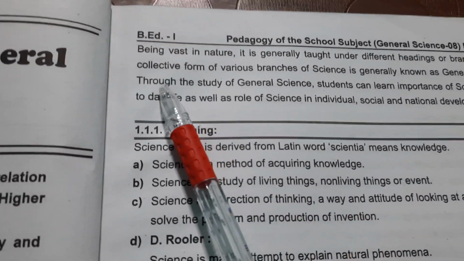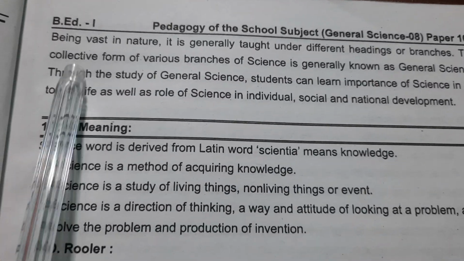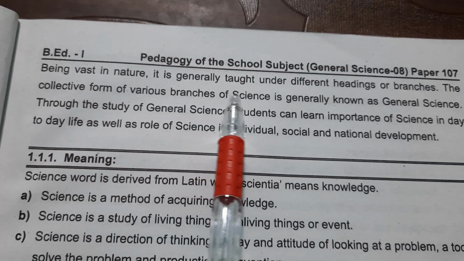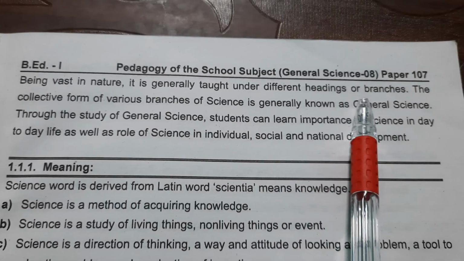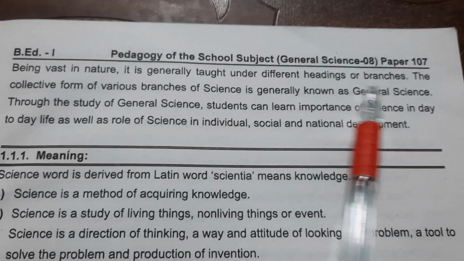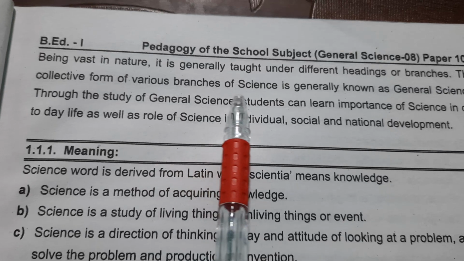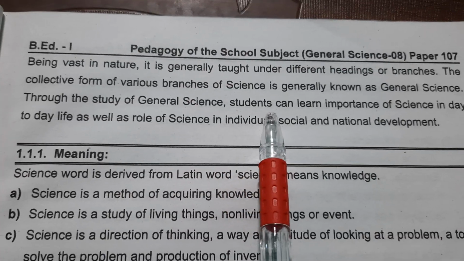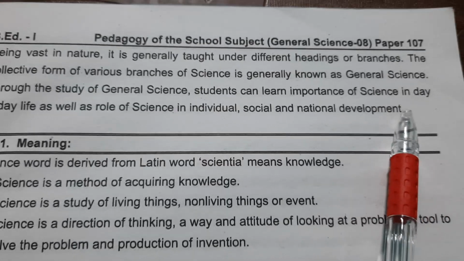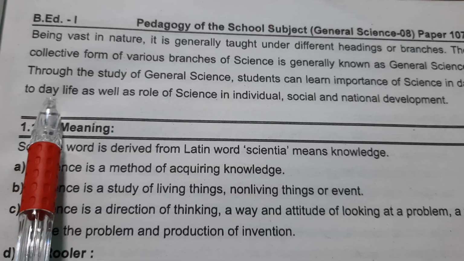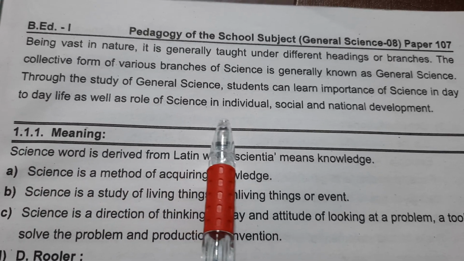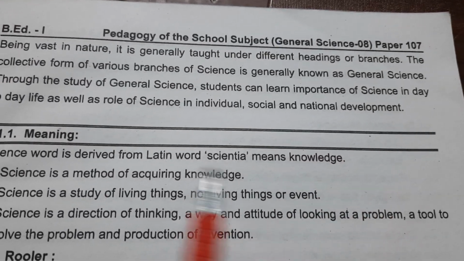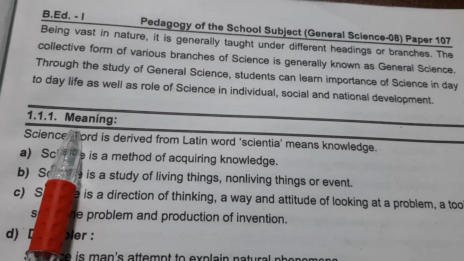Being vast in nature, it is generally taught under different headings or branches. The collective form of various branches of science is generally known as general science. Through the study of general science, students can learn the importance of science in day-to-day life, as well as the role of science in individual, social and national development. Okay, next let us take down the meaning of it.